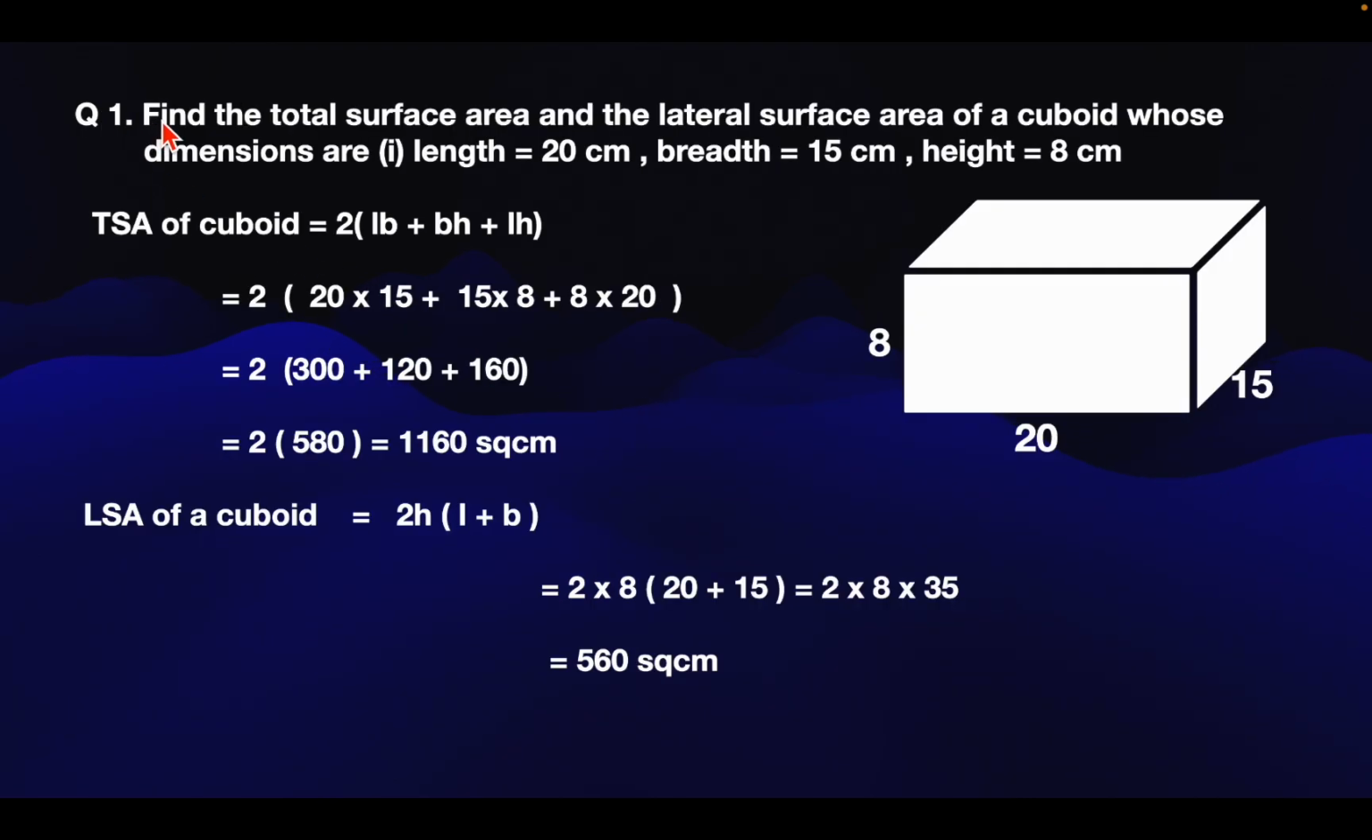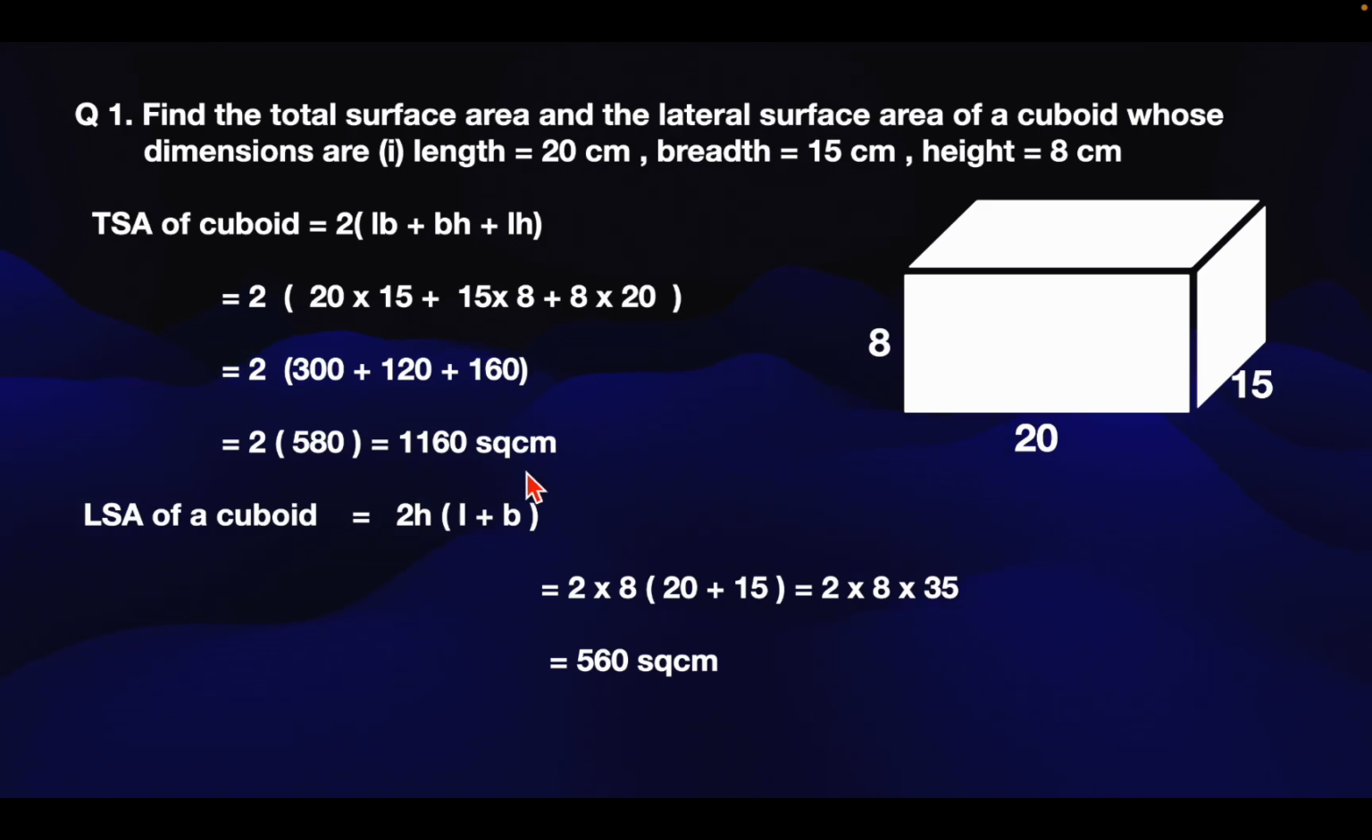Okay, question 1, exercise 7.2. Find the total surface area and the lateral surface area of a cuboid whose dimensions are length is equal to 20 cm, breadth is 15 cm, height is 8 cm. So this is how the figure will look like: length, breadth and height. So write down the formula, TSA of a cuboid: 2 into LB plus BH plus LH. L is 20, B is 15, H is 8. Substitute, solve this, you will get the answer as 1160 square centimeter.